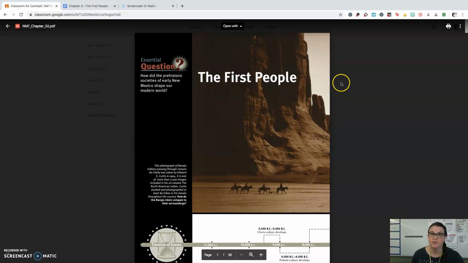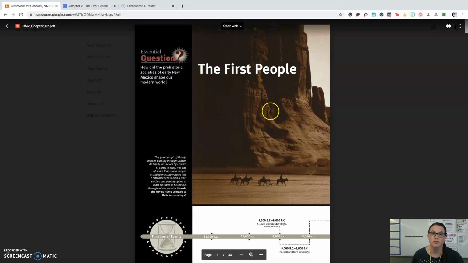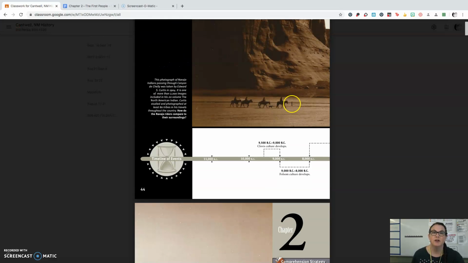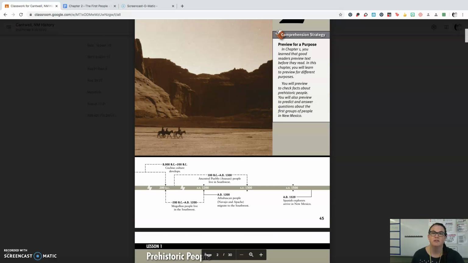We're going to learn about the first people. So our essential question is, how did the prehistoric societies of early New Mexico shape our modern world? This is a photograph of Navajo natives passing through the Canyon de Chelly, which was taken by Edward S. Curtis in 1904. It's a beautiful picture. I wish you guys could see it in the book. It's just really stunning.